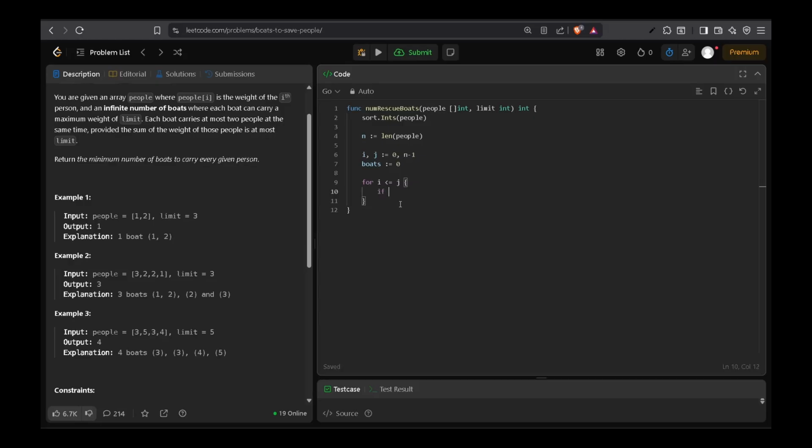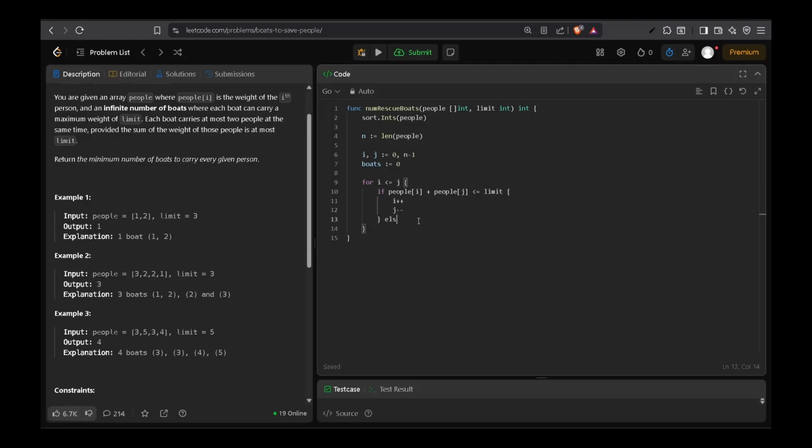Then we'll check if people of i plus people of j is less than equal to the limit given, right? Because as I said, we are trying to pair up two people. Maximum we can send two people together, so we are trying to pair the lightest and the heaviest together, and we are checking if the combined weight is below the limit or exactly the limit which is given. If it is, then what we'll do, we'll move i forward because we have used that person, and we'll move j backward because we have used that person as well.